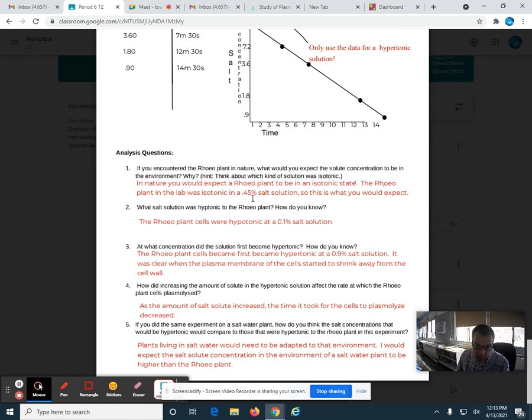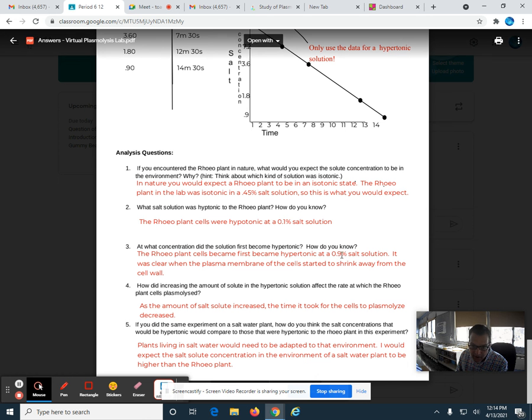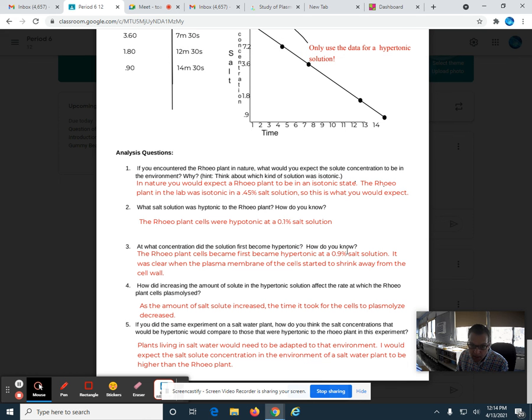So right after 0.1%, we had the hypotonic state. Then you had 0.45% salt solution, which was isotonic. And then after that, as it got higher, 0.9 is higher than 0.45, it started to become hypertonic, which means you now had more solute outside the cell than inside, causing a higher water concentration inside than outside, and the water leaves the cell.